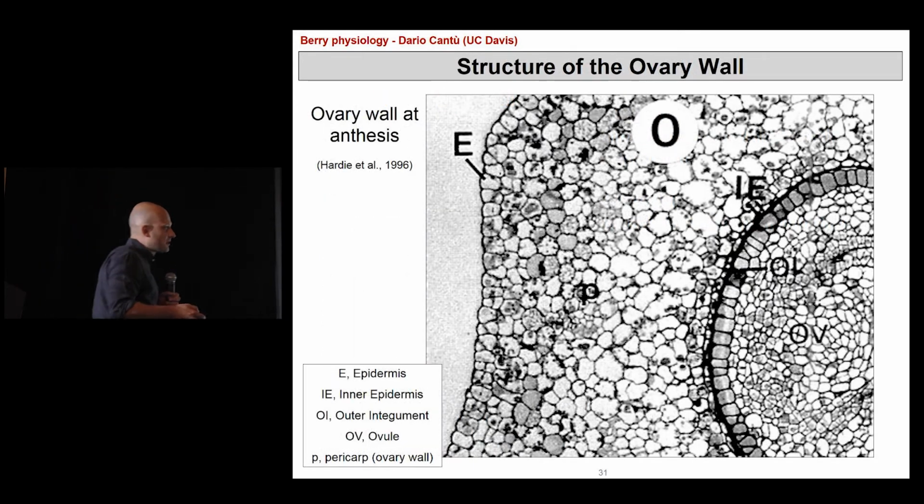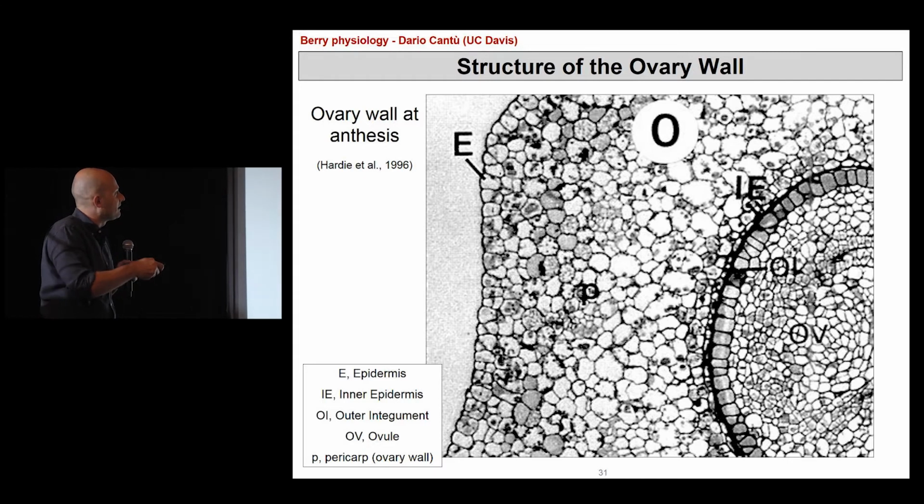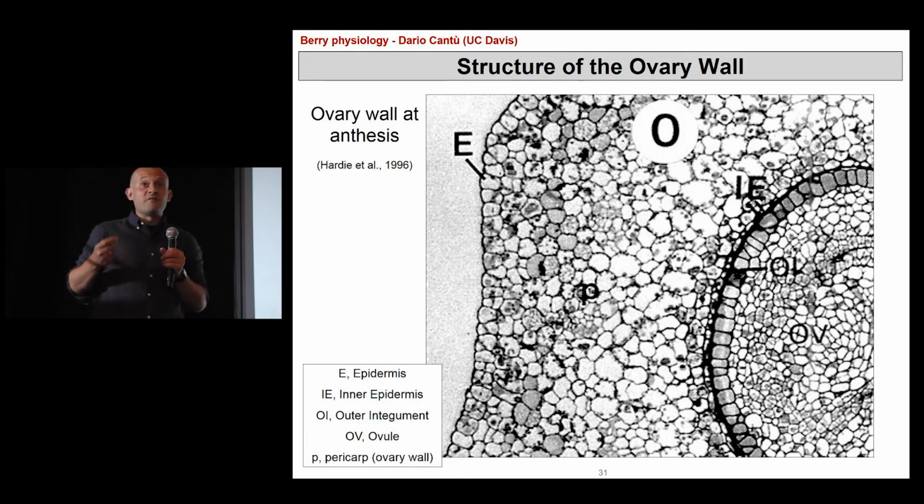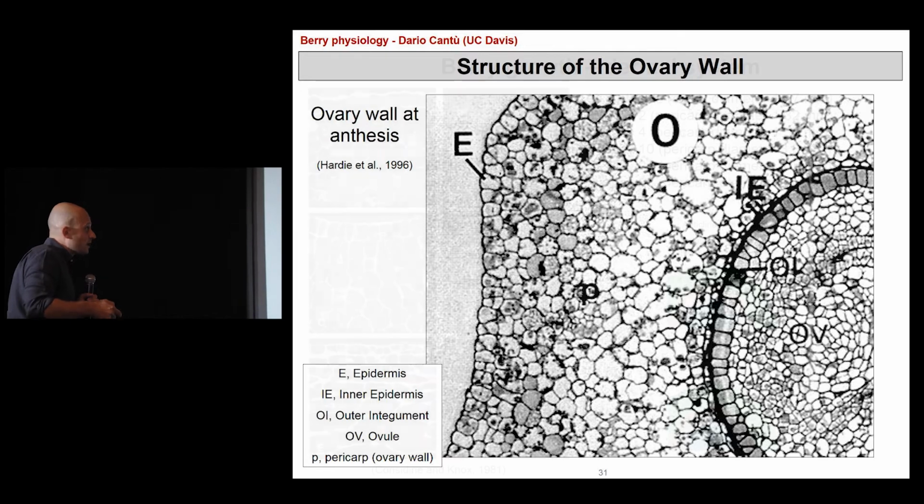Here are just pictures, because I like pictures, and I think they're clearer than my explanations. So here it's still a flower, so this is still the ovary wall. You can see that actually the epidermis and the mesocarp look alike. We don't have much difference in size. The difference in size is going to be very remarkable at the end of the process. So at this point, you start dividing.